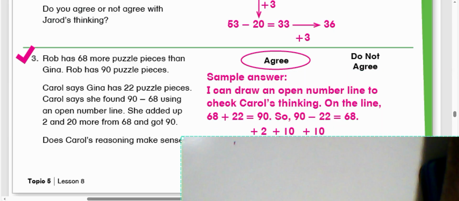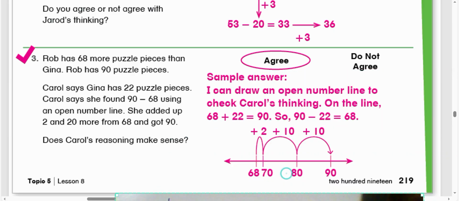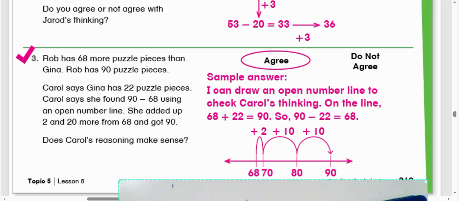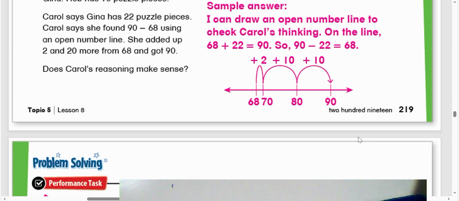You can explain the steps here. I can draw an open number line like this to count up from 68 to 90. 68 plus 2 is 70. 70 plus 20 equals 90. And the difference between them equals 22. Next question.